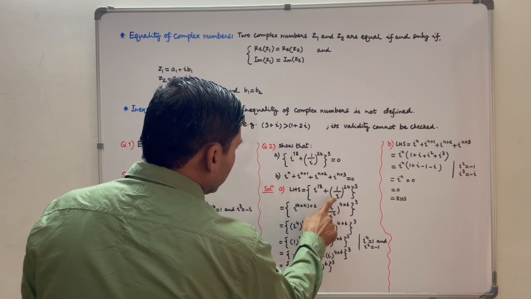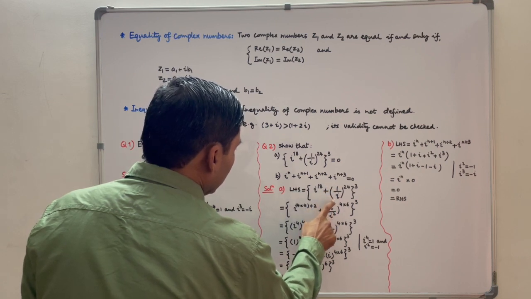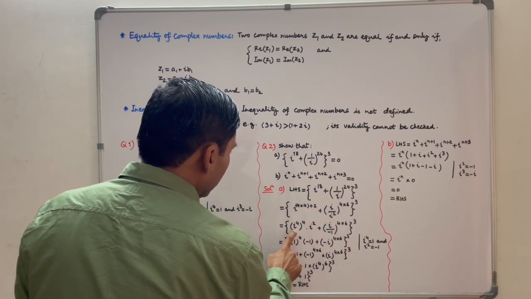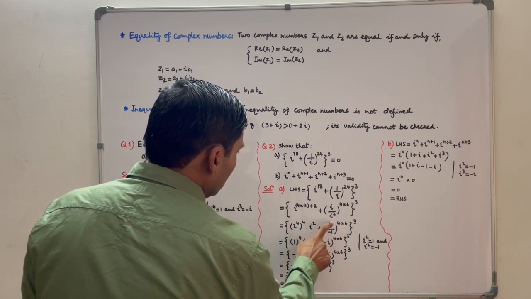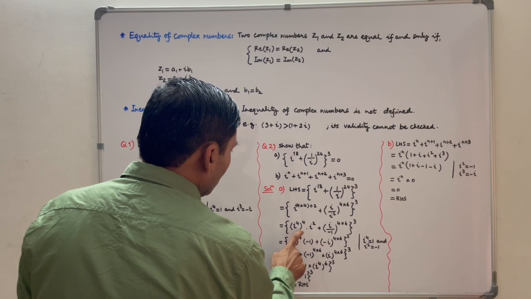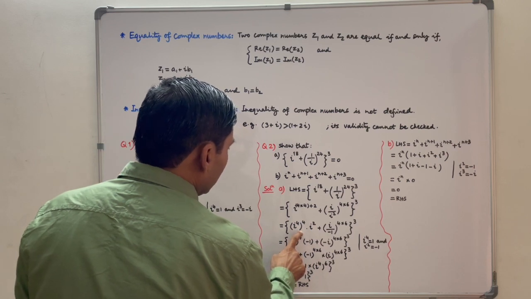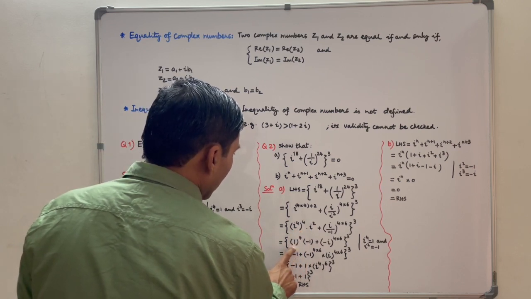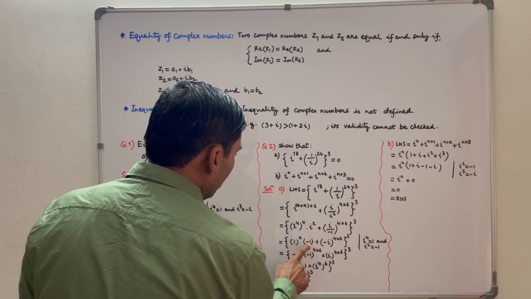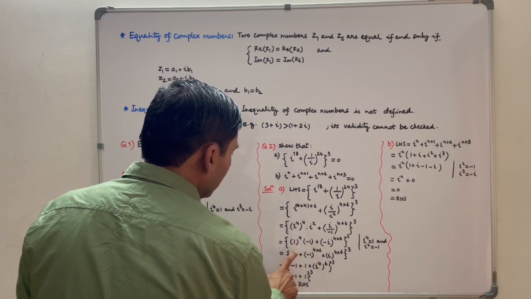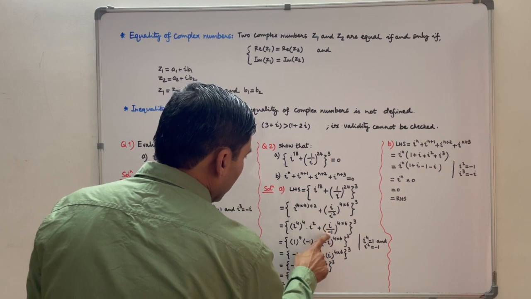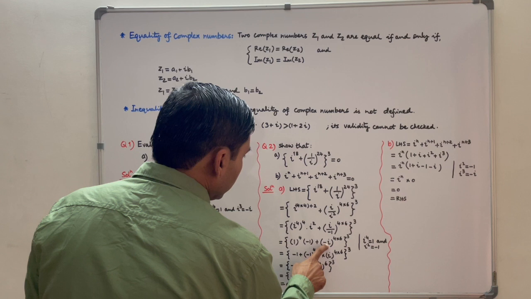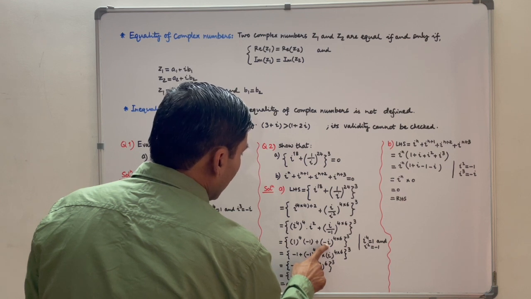Multiply both numerator and denominator by i. This can be rewritten as i to power 4 to power 4 into i square. i square is equal to minus 1. So first term can be simplified as i to power 4 is equal to 1 and i square is equal to minus 1. So first term comes as minus 1. Second term, i upon minus 1, that is equal to minus i. Minus i can be rewritten as minus 1 into i.